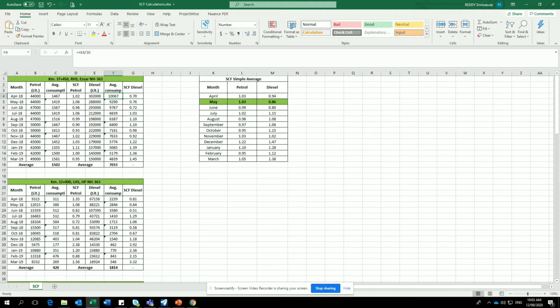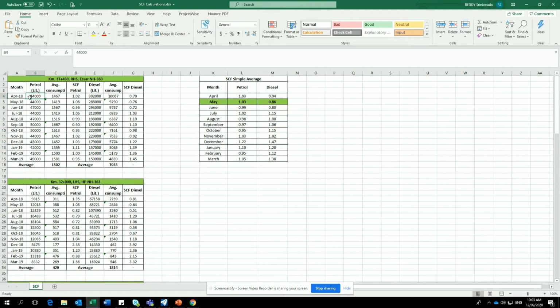Okay guys, now let's start with the seasonal correction factor. To find the seasonal correction factor, you have to collect data from nearby petrol pumps: what the consumption was and what rate they have sold at. You have to collect it for one year.